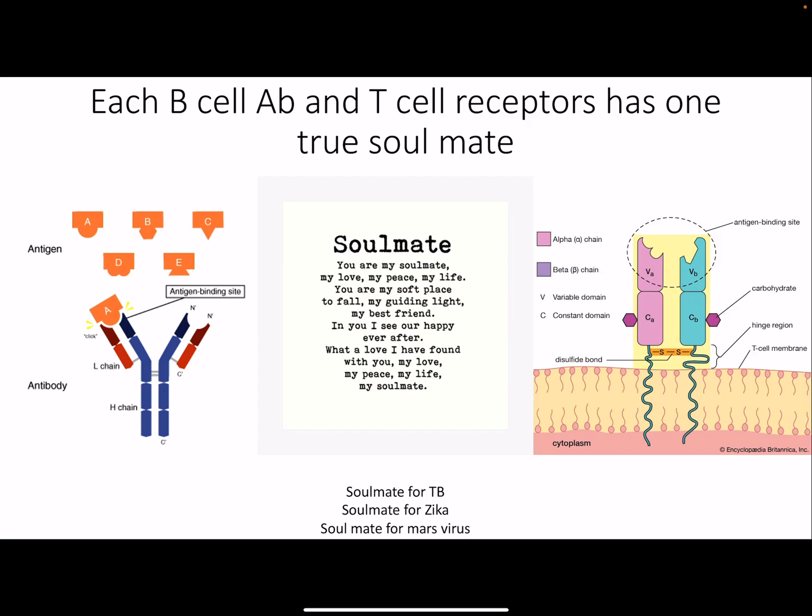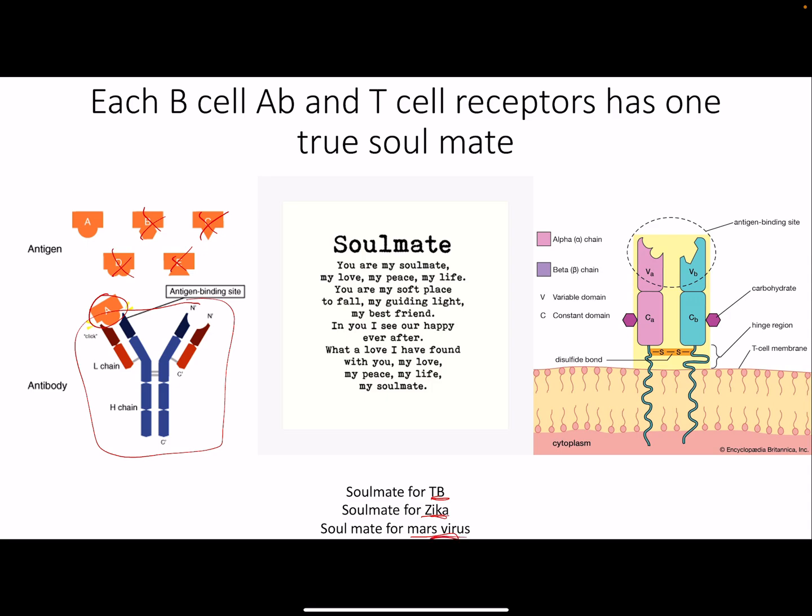So every B cell and T cell, as we're probably very well familiar with, has a soulmate. This antibody is specific for this, not for any of the other millions of possible antigens. It's just going to be for the A. So that means that we have one antibody that's specific for tuberculosis, another one for Zika, another for some Mars virus, which doesn't even exist yet.